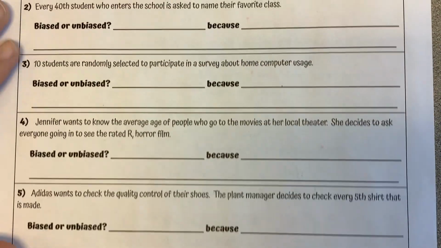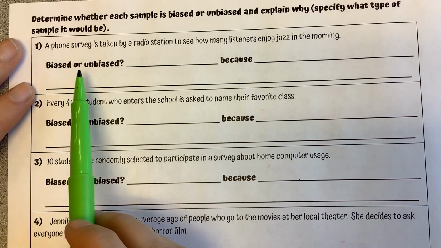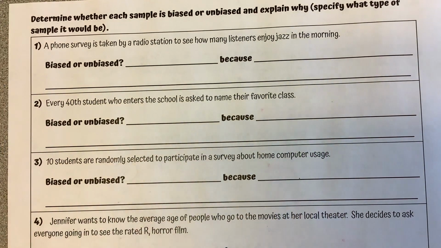So let's look at picking out these samples. What we're going to do is decide if it's biased or unbiased, and when we're stating because, we're just going to state which type of sample it is.